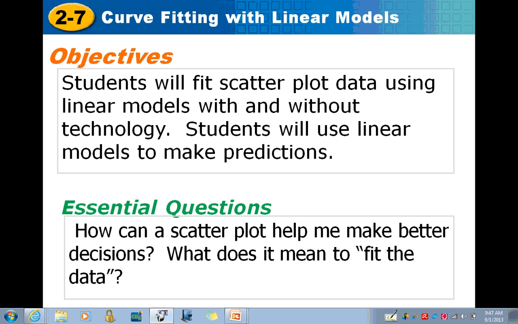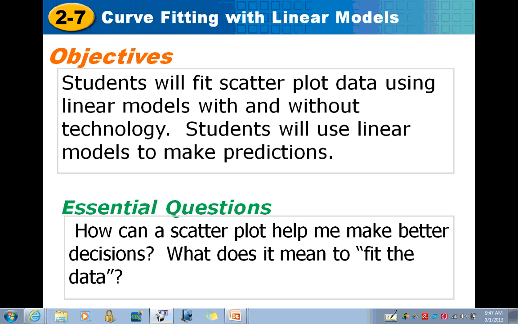In your Cornell notes, you are going to add these objectives and essential questions. You are students, and you will fit scatter plot data using linear models with and without technology. And you will use linear models to make predictions. The essential question I'd like you to be able to answer when we finish is, how can a scatter plot help me make better decisions? What does it mean to fit the data?